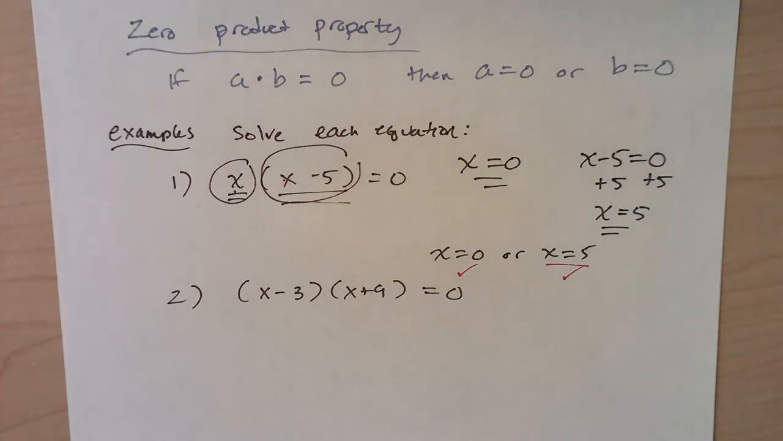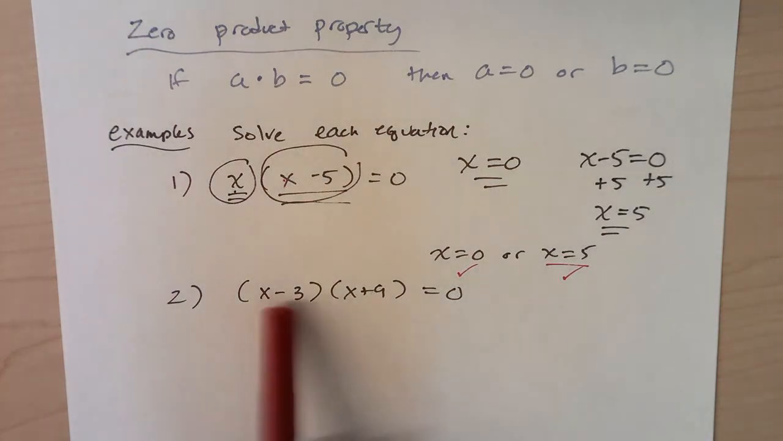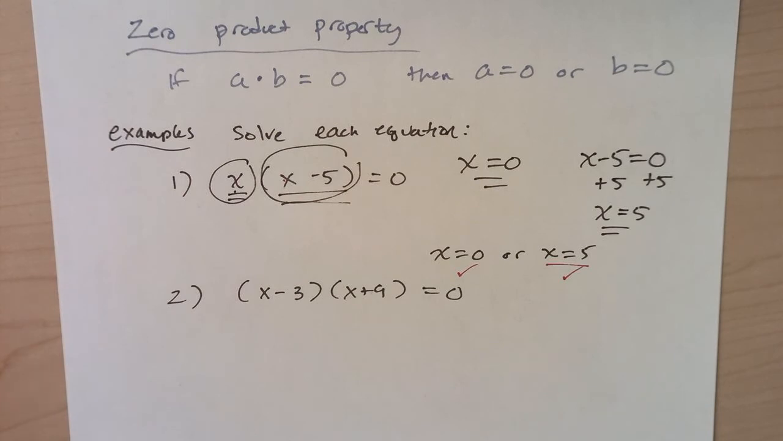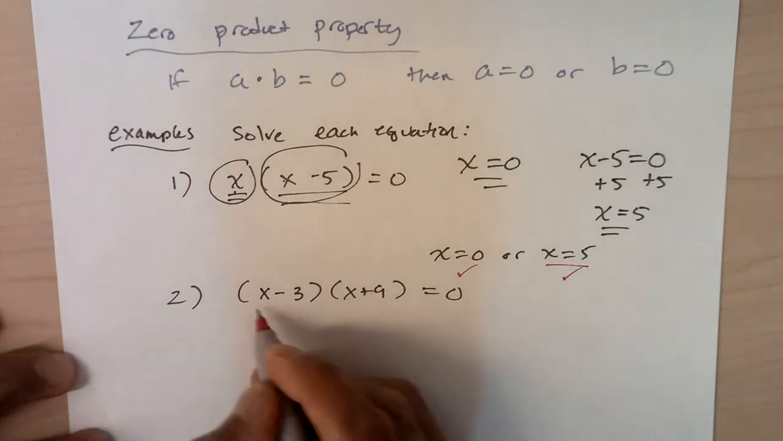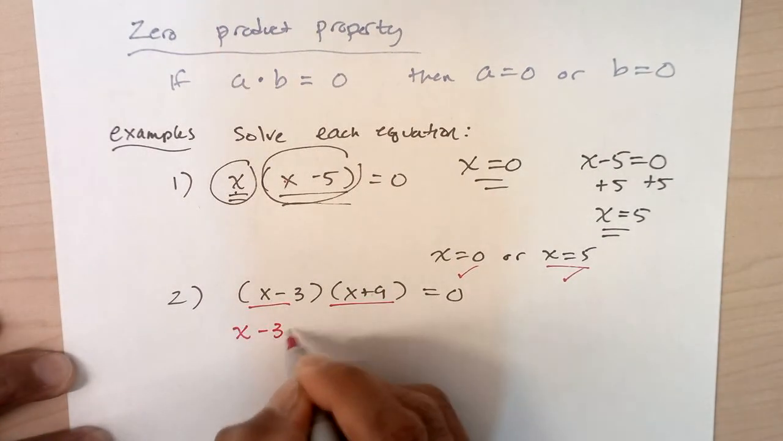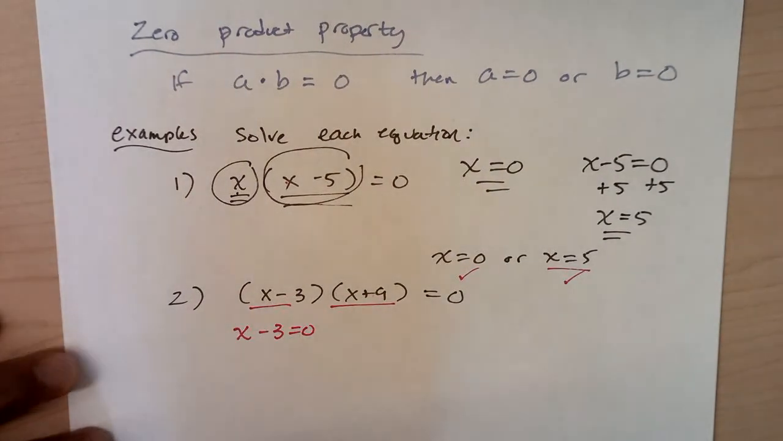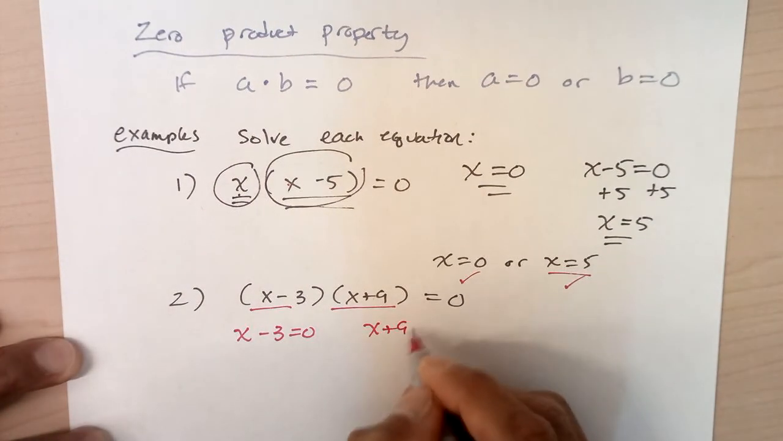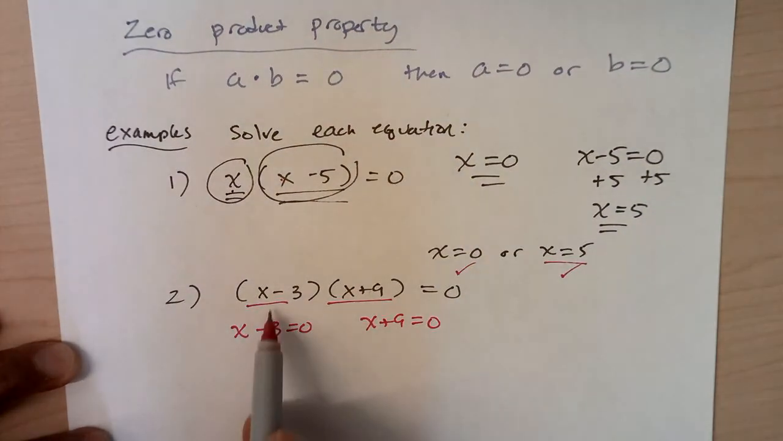And then the second example is already in factored form. x minus 3 times x plus 9, that's a product of polynomials. It's equal to 0. So to solve this, I'm going to set each of the factors equal to 0. That's using the zero product property. Either x minus 3 is equal to 0, and we'll solve that in a second, or x plus 9 is equal to 0. Since we're multiplying these two things together and they equal 0, one of them must be equal to 0.